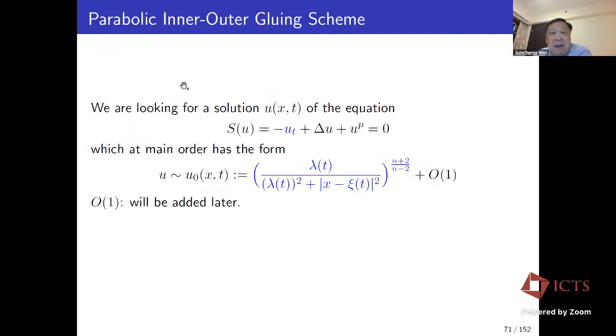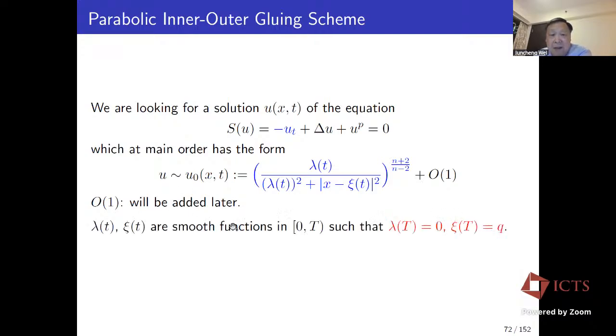So let me introduce the parabolic inner-outer gluing. So we look for a solution for this equation, and in the main order, u will be like the Aubin-Talenti bubble plus order 1, and this order 1 will be added later. And lambda and psi initially they are smooth functions, okay? But these are functions we need to determine.